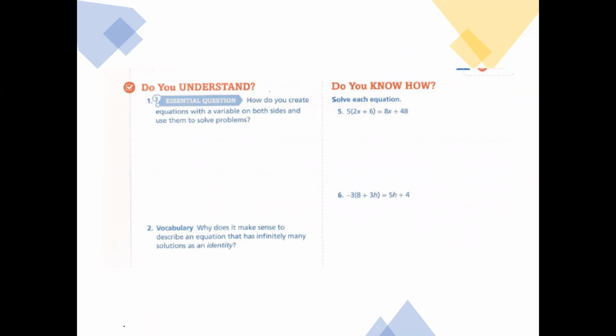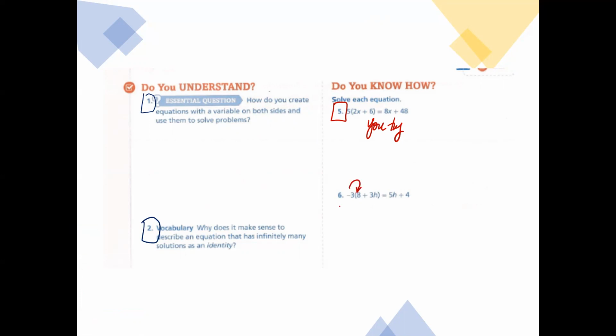Okay, so next what I want you guys to do is go on to do you understand, answer the following 2 questions. How do you create equations with variable on both sides and use them to solve problems? Next one, why does it make sense to describe an equation that has infinitely many solutions, such as an identity? And we're going to go on to the right side over here. I'm going to have you guys try number 5 on your own. And before I end the lesson, let's go on to example 6.